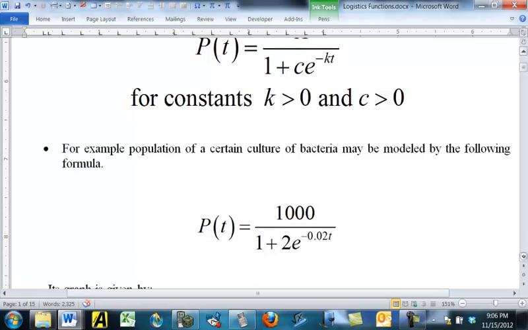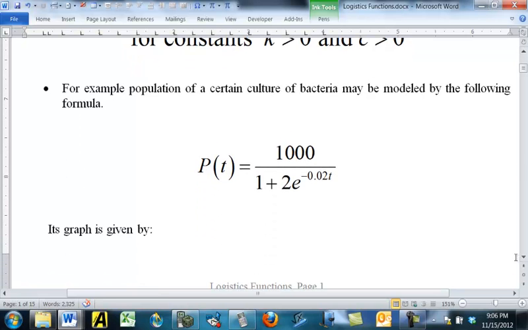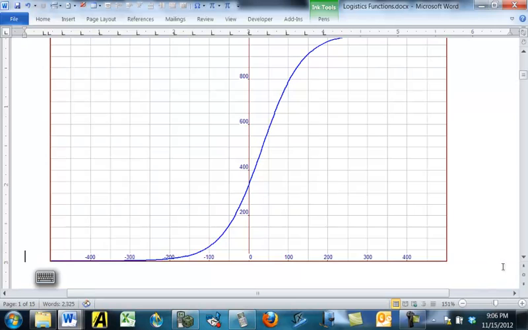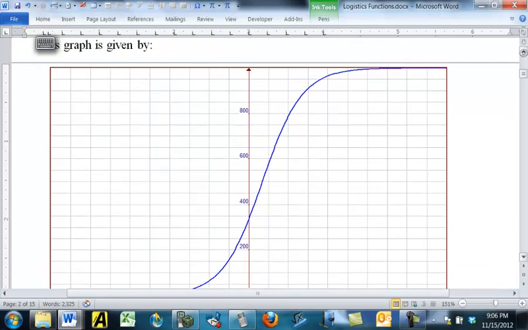So let's look at an example here. Let's say we've got a culture of bacteria, and it's modeled by the following formula. P of t is 1000 over 1 plus 2 e to the negative 0.2t. Let's look at what the graph of that looks like. You can pull that up on your calculator if you want. Here's a graph from Graphmatica.